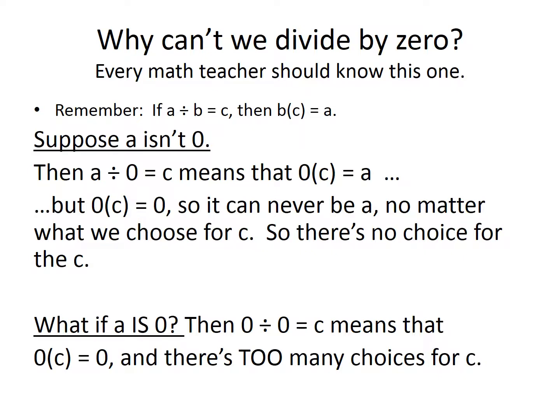Now, what about A being 0? And then we talk about 0 divided by 0. And it has kind of the opposite problem. We again write down what division means. 0 divided by 0 is C. That means that 0 times C equals 0. And what will go in there? Well, basically everything, right? 0 times 1 is 0. 0 times pi over 3 is 0. 0 times negative 57 is 0. There are so many choices that work that it's not clear which one to take, so we can't define it. So there we go.